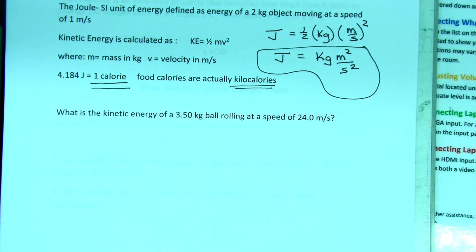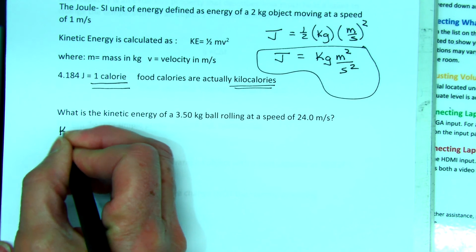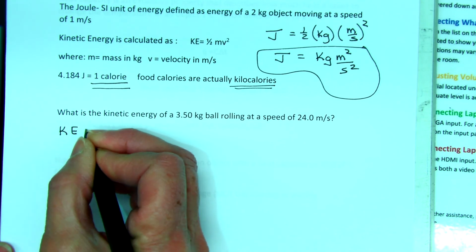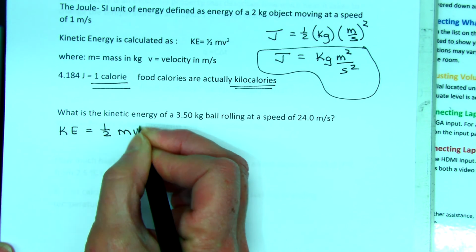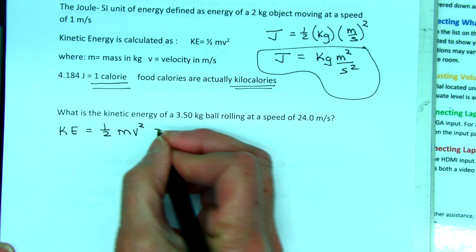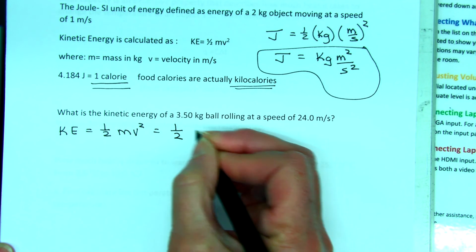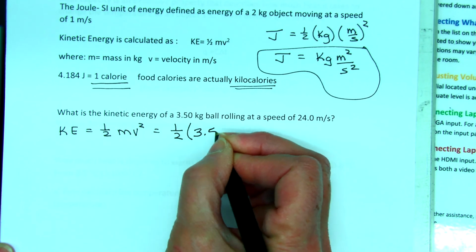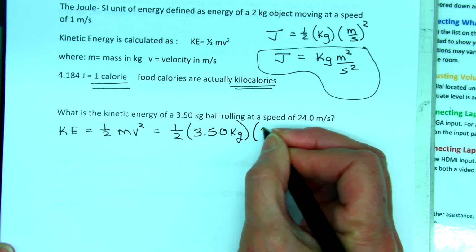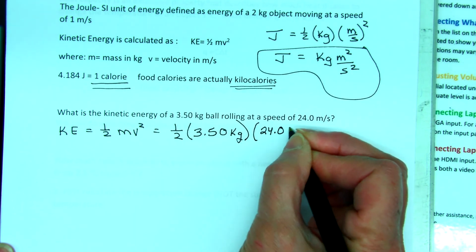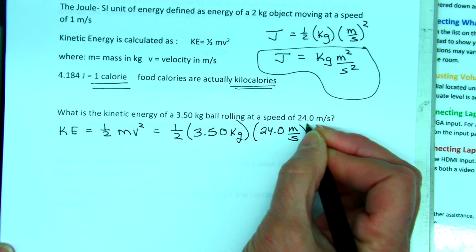So this is how we use this. What's the kinetic energy of a 3.5 kilogram ball rolling at a speed of 24 meters per second? Well, we know the algebraic equation. We slap the numbers in and solve. Kinetic energy is 1/2 mass times velocity squared. So that's equal to 1/2 times our mass, 3.50 kilograms, times 24.0 meters per second, the quantity squared.